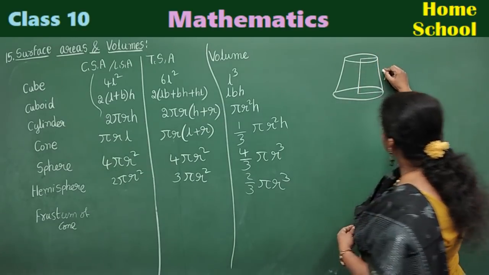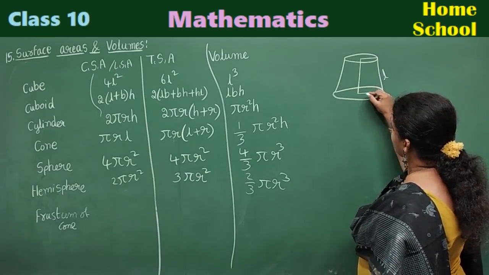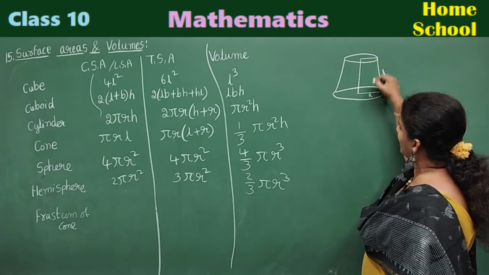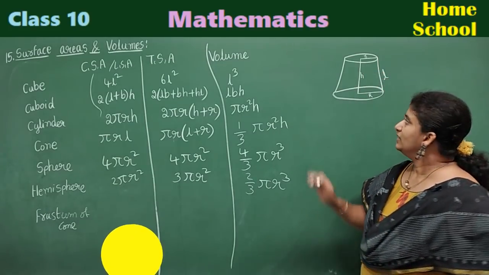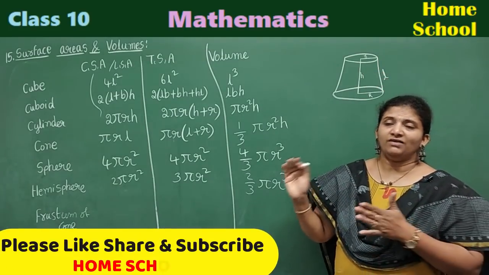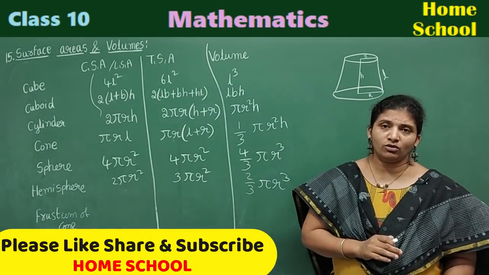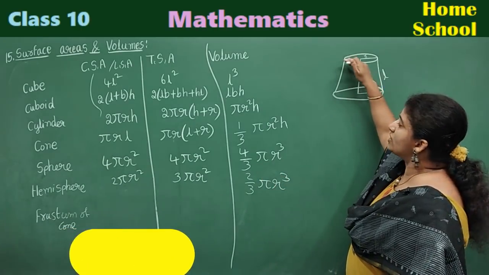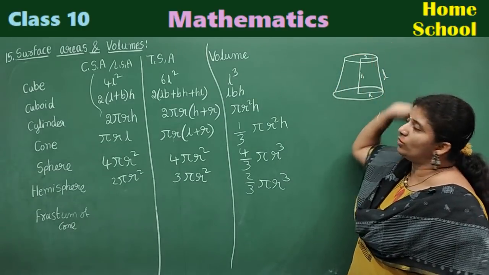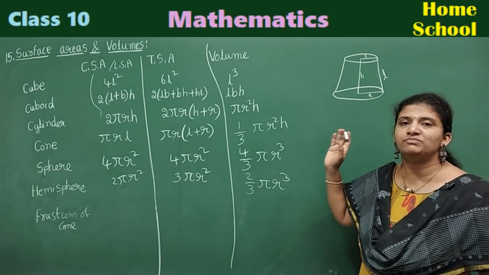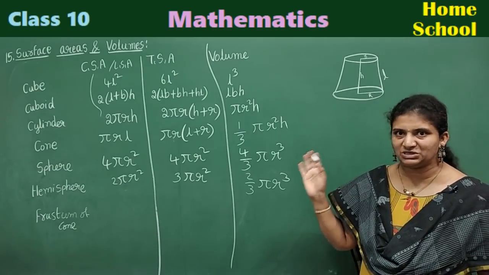Okay, this is the slant height L. The big radius I am giving with the capital R, the small radius with small r, and this is the height. Now, why do we call it a frustum of a cone? When a cone is cross-sectioned, you get a frustum of a cone. Some part of the cone is removed, and the shape so formed is called a frustum of a cone.